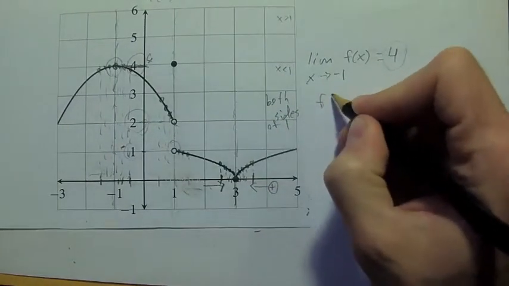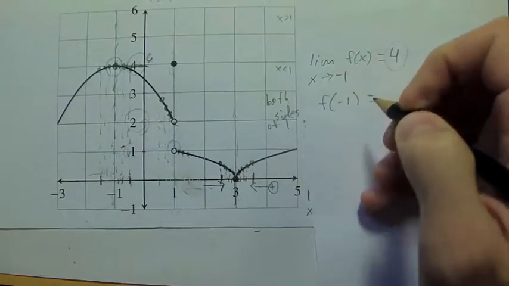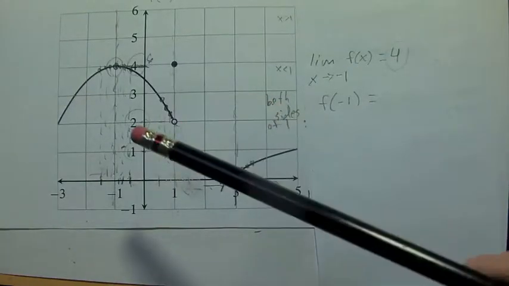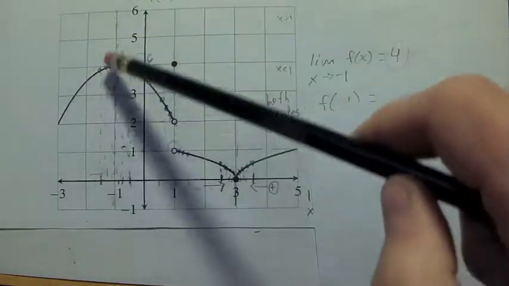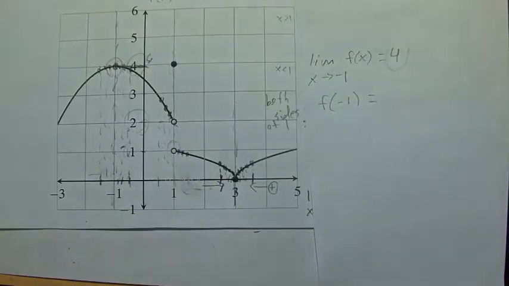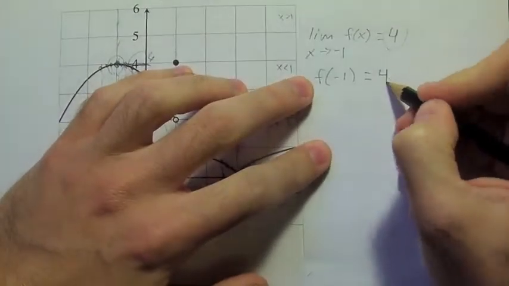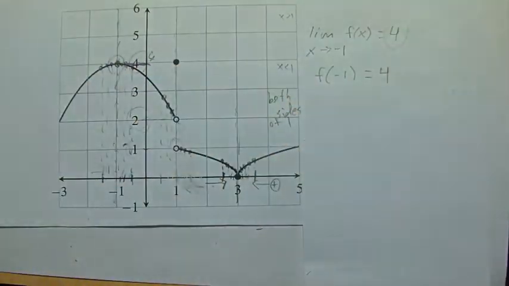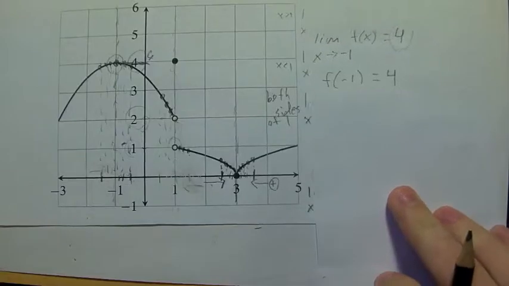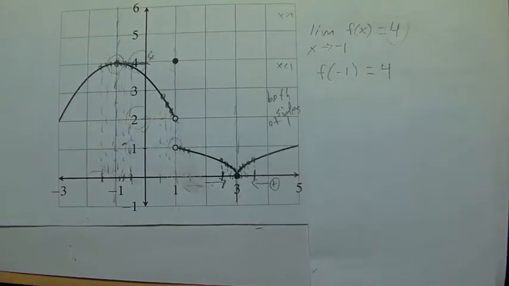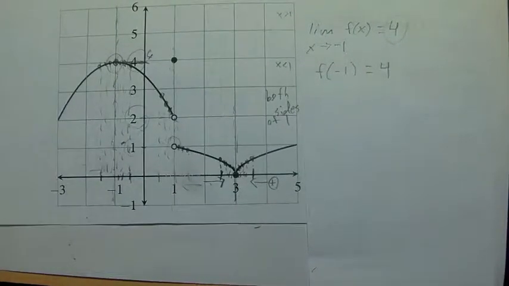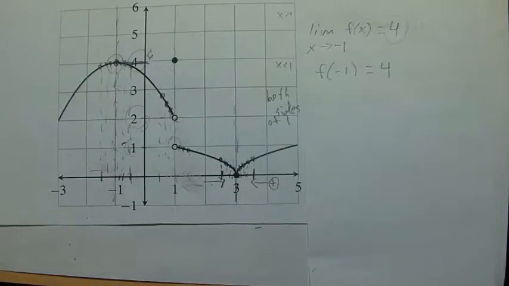All right, what is f of -1? Well, we really only see this one point here. It's not an open dot. We just see a nice continuous function there. So the limit and the function value match here and give us 4. All right, let's look at another example.